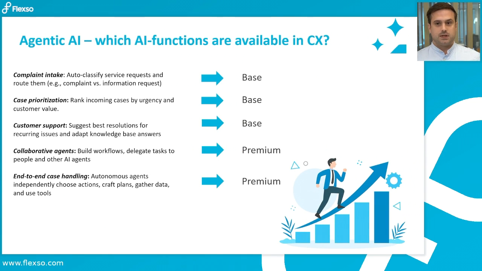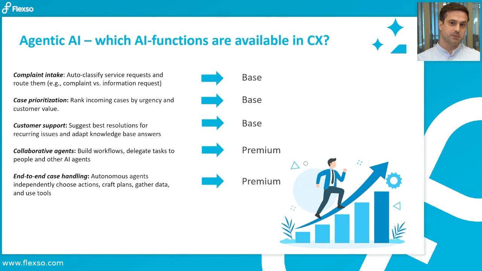So there's a lot to take in, but here are a few functionalities that are available in the SAP AI Toolkit and Service and Sales Cloud version 2. It's complaint intake. Agentic AI can automatically classify a service request by analyzing the email and the subject.